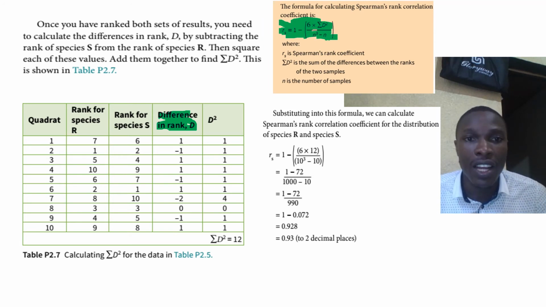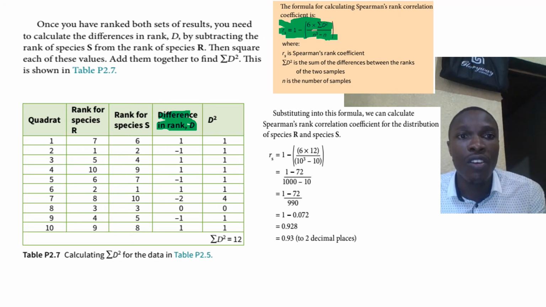The order doesn't matter. One could have had rank for species S here, and rank for species R there, but the order doesn't matter. Whether you get a negative or not, it will be catered for, in other words, it will be removed when we square. So when we square, we're getting only positive values, and then we need to obtain a summation of d squared, and in this case, we are getting a value of 12.